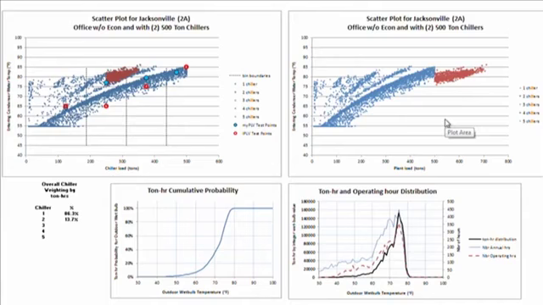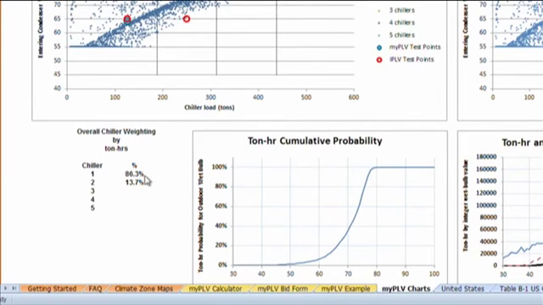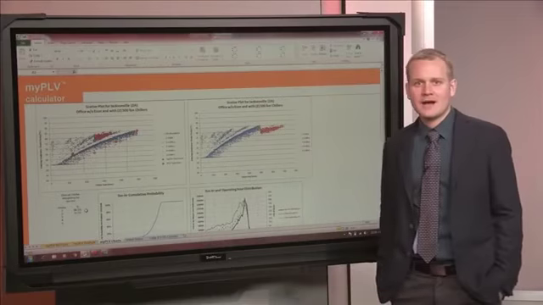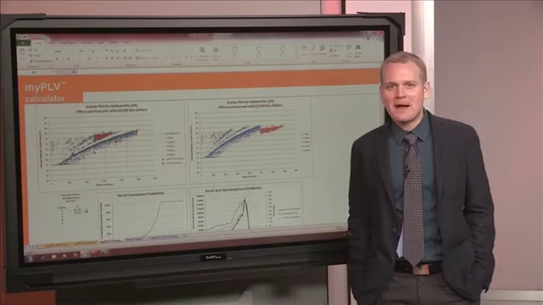If we zoom out, MyPLV shows the overall chiller operation by ton hour, and 86% of the time, 1 chiller can handle the entire plant load. We've probably oversized the chillers in this plant, but there were various reasons the customer wanted chillers this size. I'll be back in a bit to do a comparison using the MyPLV output.